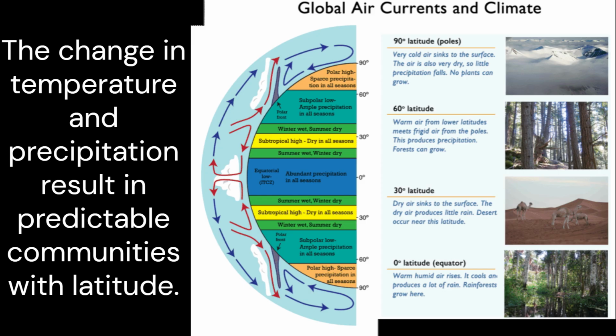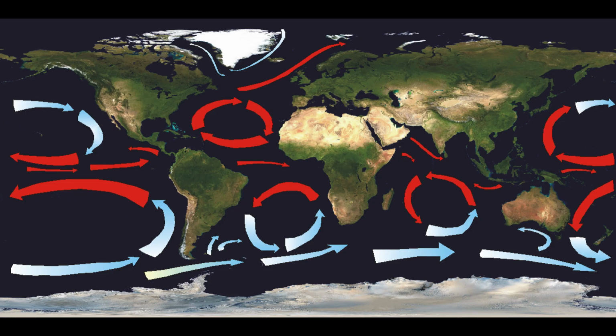Hot air and water rise. That warm air is going to cool in the upper atmosphere, resulting in it sinking. This gives us predictable patterns of temperature and precipitation at increasing latitudes. The ocean's currents also affect how nutrients and heat are distributed globally.